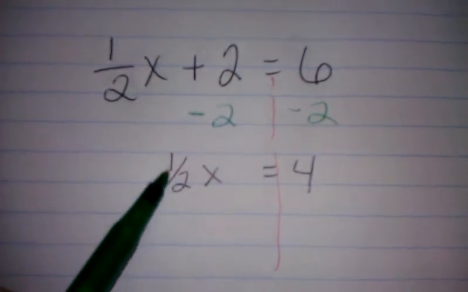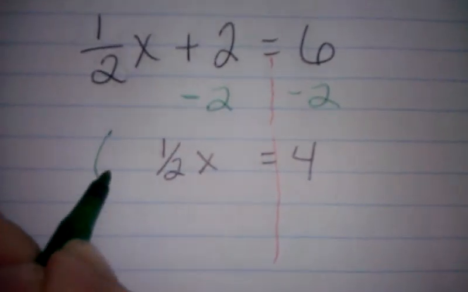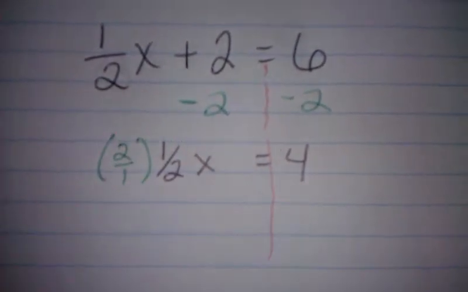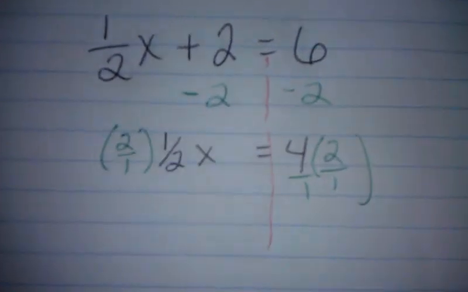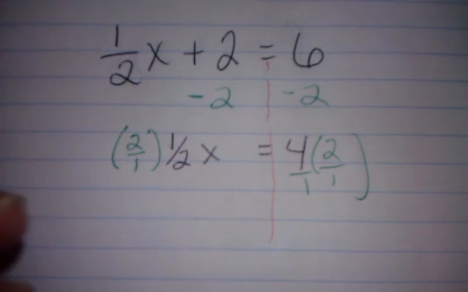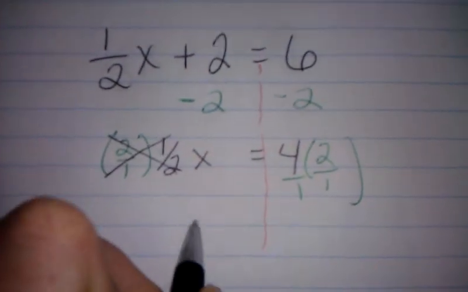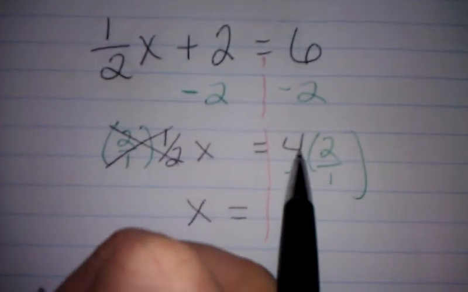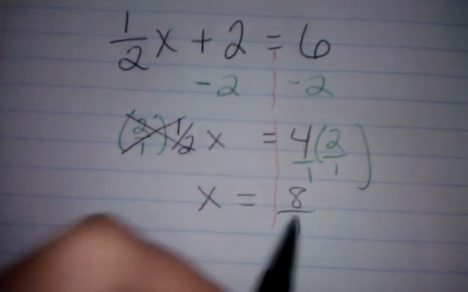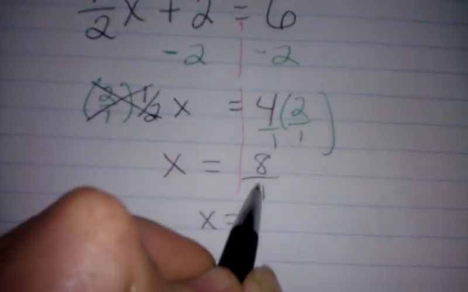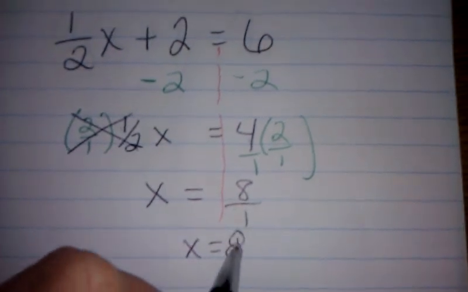Well, when you have a fraction, all you do is multiply by the reciprocal. So I'm going to flip it over. 2 over 1. Well, this is the same as 4 over 1. Well, by doing the reciprocal, these cancel out. They make 1. X equals 4 times 2 is 8. 1 times 1 is 1. X equals 8 divided by 1 is 8.